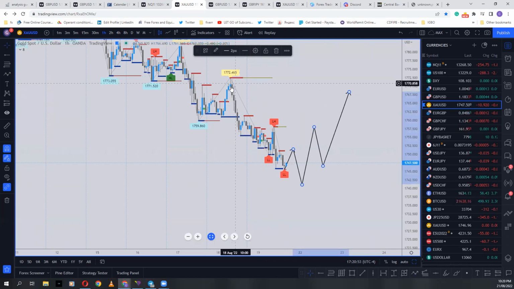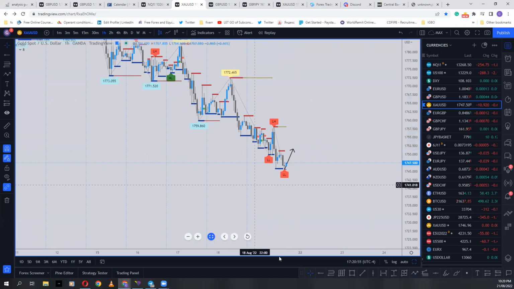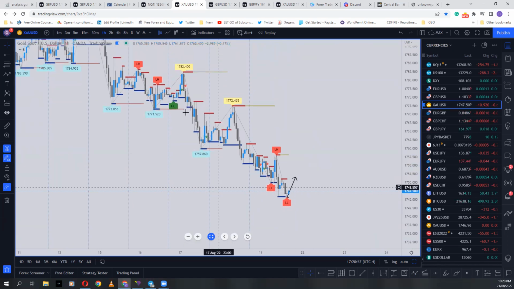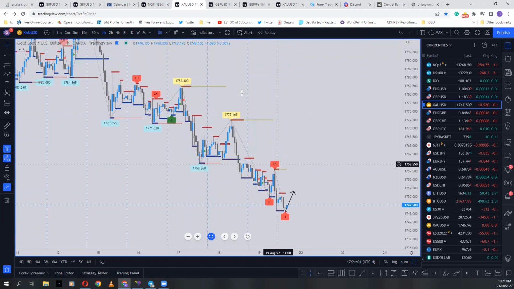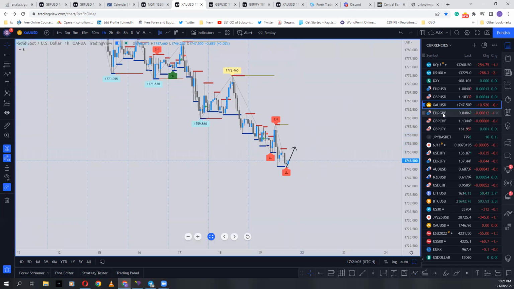We have this here. We have this point here. And I think we have here also. These are points where price may try to rebalance before moving lower. So this pair is still bearish. Gold is still bearish. The next pair is Euro Pound.